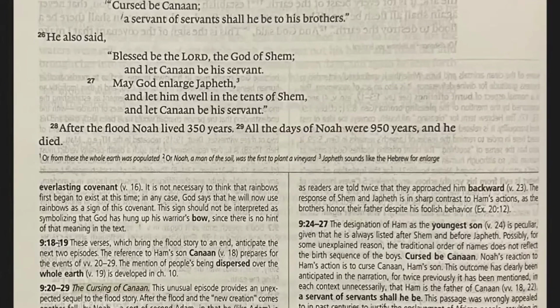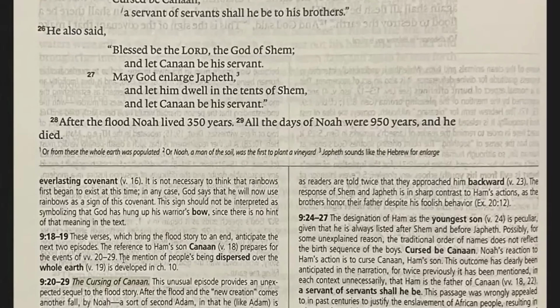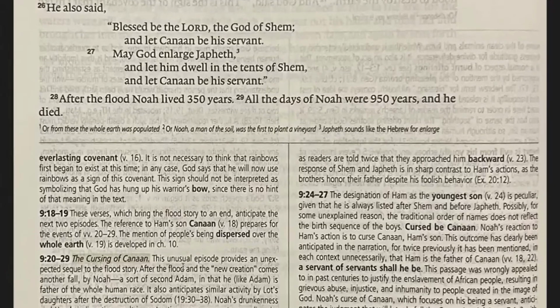Chapter 9, verses 18 to 19. These verses, which bring the flood story to an end, anticipate the next two episodes. The reference to Ham's son Canaan, verse 18, prepares for the events of verses 20 to 29. The mention of peoples being dispersed over the whole earth, verse 19, is developed in chapter 10.